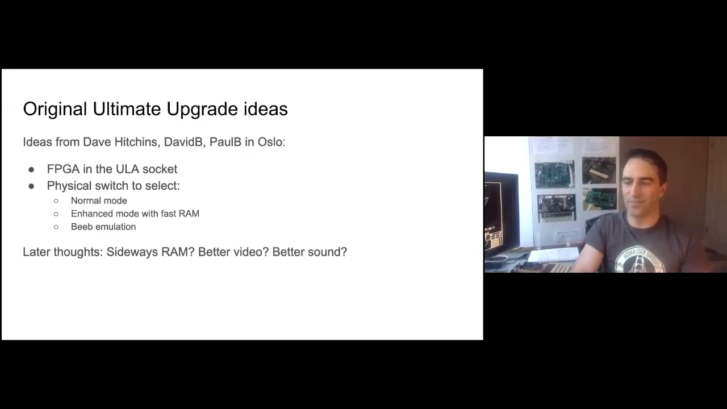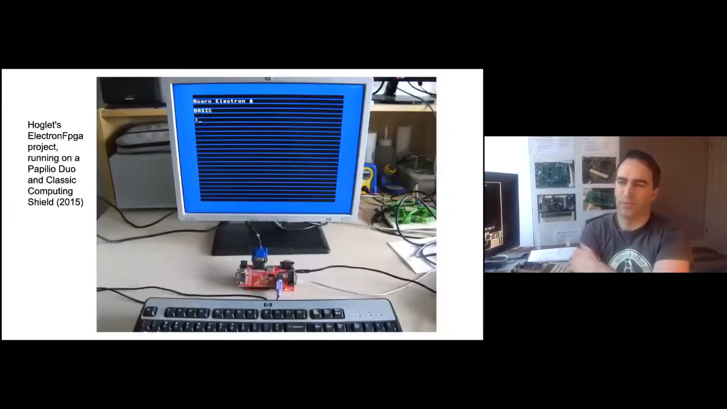The idea: desolder the ULA, fit a socket, and have an FPGA in there, with a physical switch to select between normal mode, just a bog standard Electron, enhanced mode, which is still an Electron, it still feels like an Electron, but it has fast memory, better sound, all that sort of stuff, and then another setting for full B emulation. And then later on in the thread, people came up with sideways RAM, improving video, all that sort of stuff. So much discussion about all this.